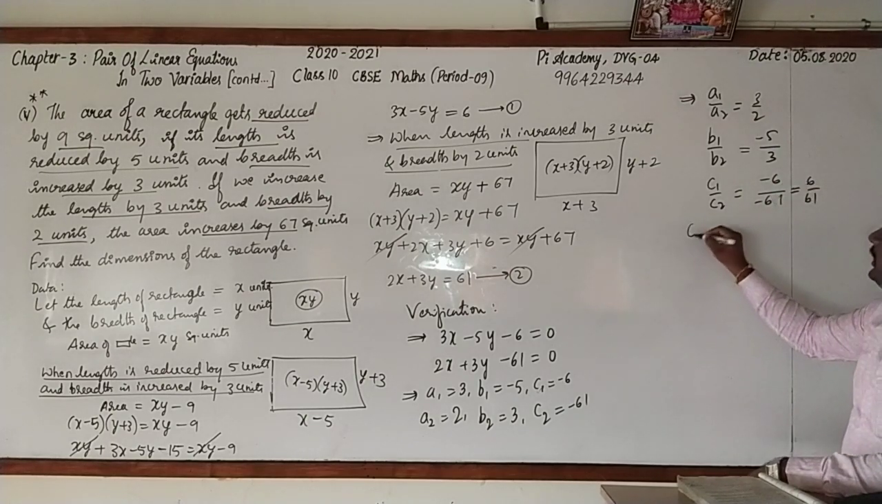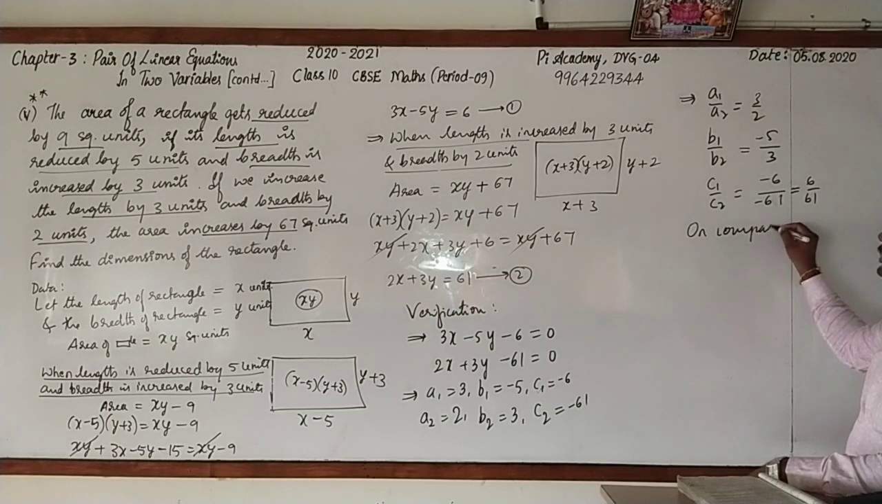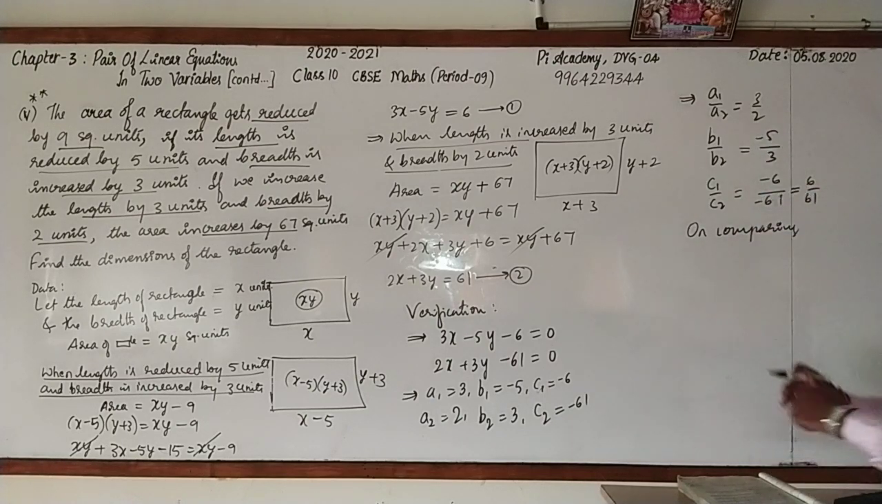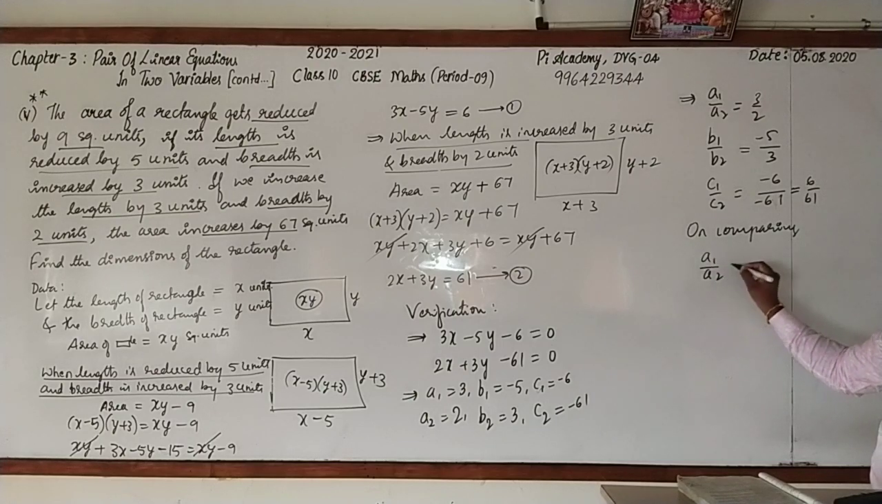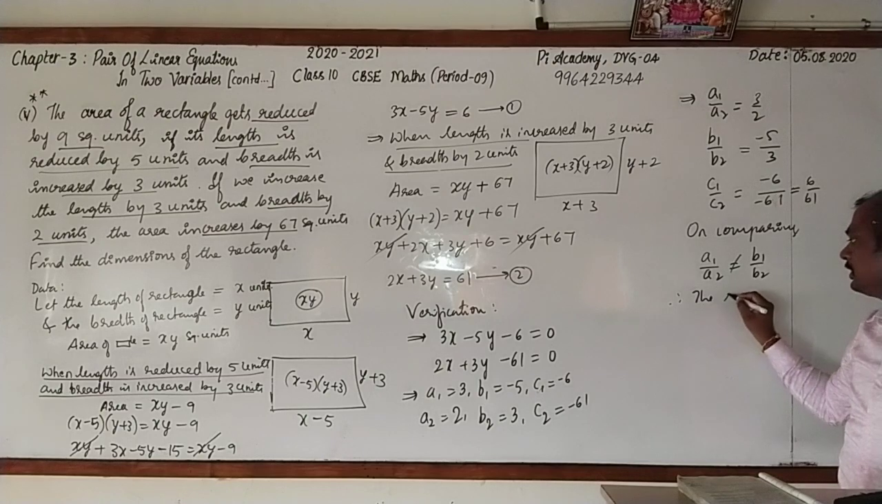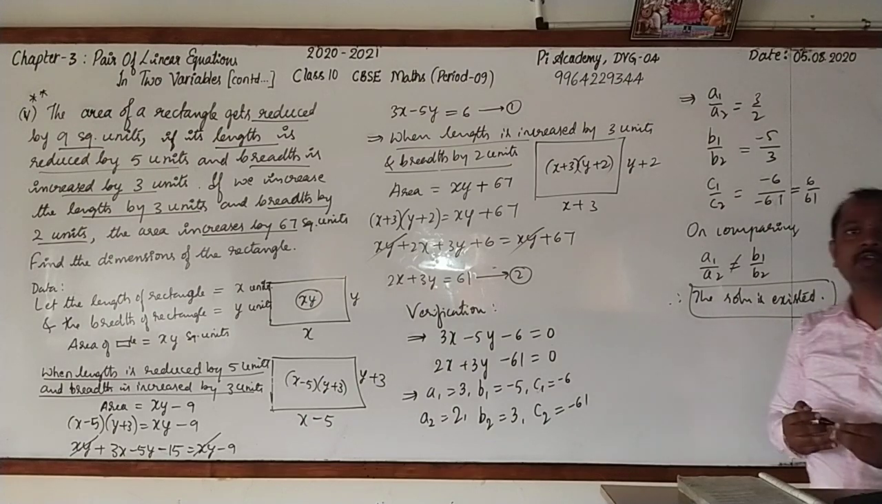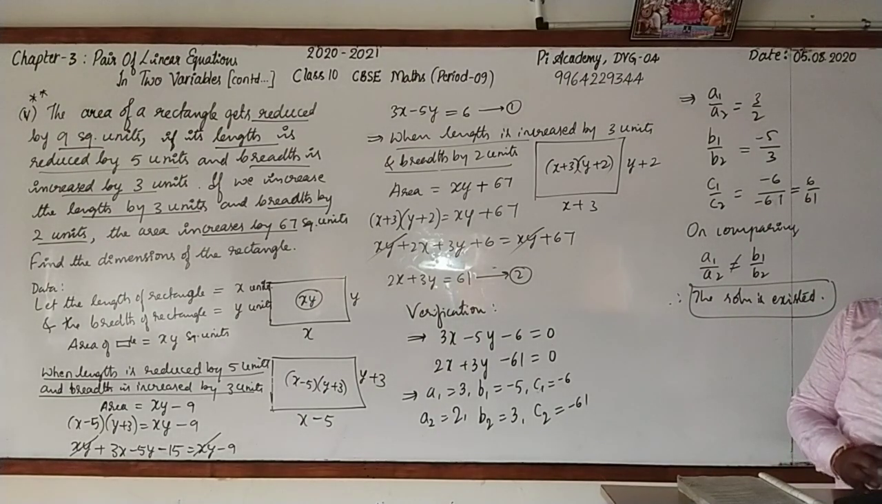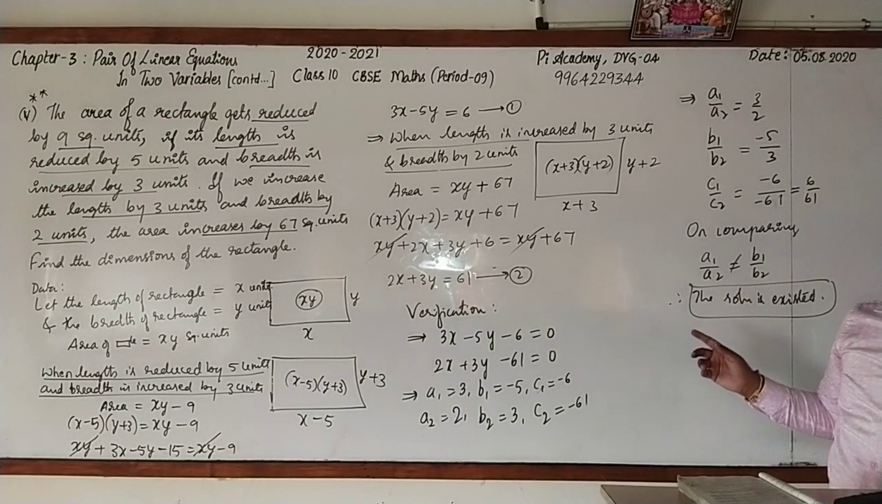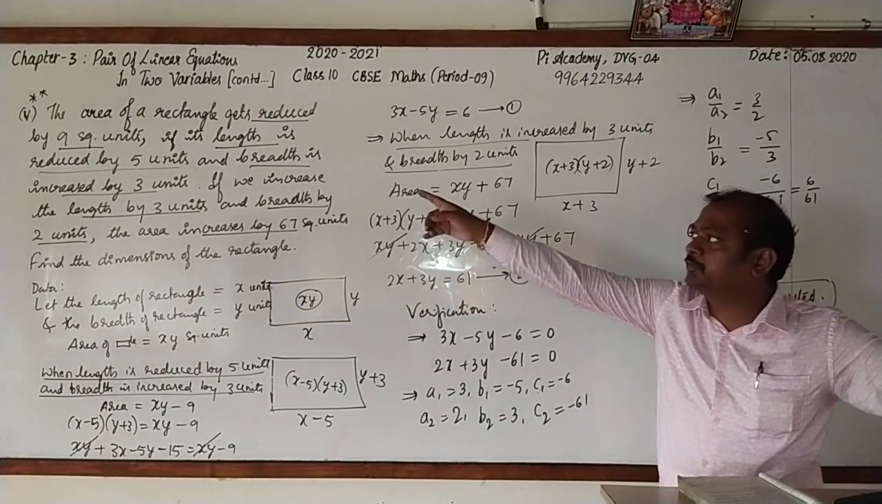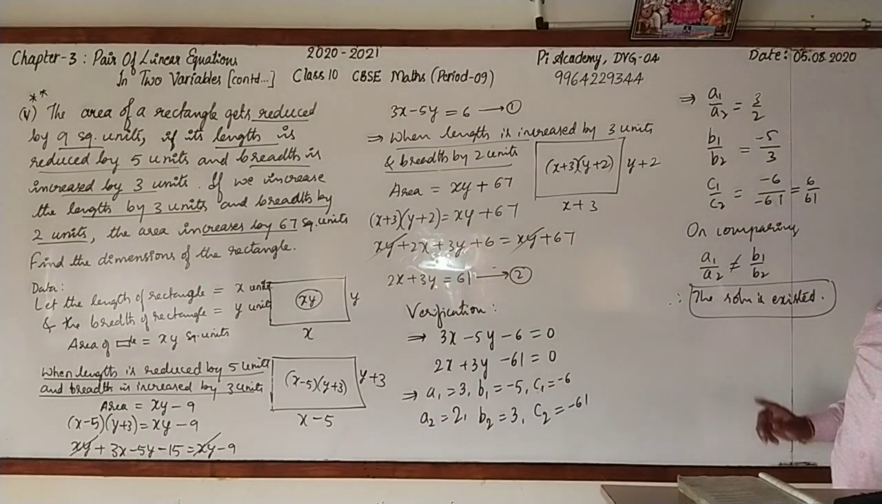Just go for comparing. On comparing, what do you say? Are the first two ratios equal? Not at all. We can write A1 by A2 is not equal to B1 by B2. Therefore, the solution exists. If the solution exists, you can find it by any of the three methods. Hope that you have understood. Please go for copying from there to here.